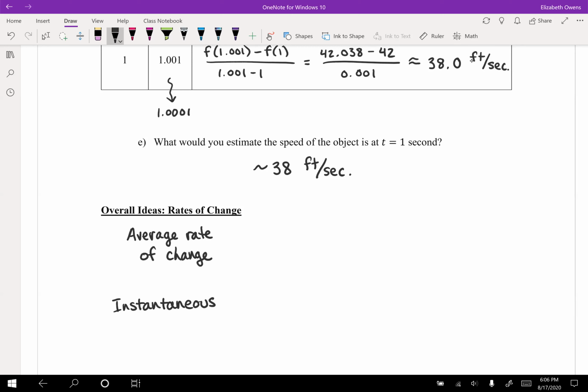Instantaneous. There we go. It does take a while to write. Okay, that looks really funny, but that is actually how you spell instantaneous. It's got two tans right in the middle of it. All right, so average rate of change versus instantaneous rate of change.